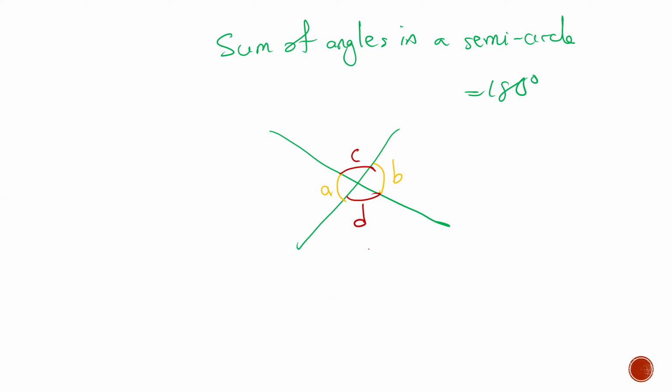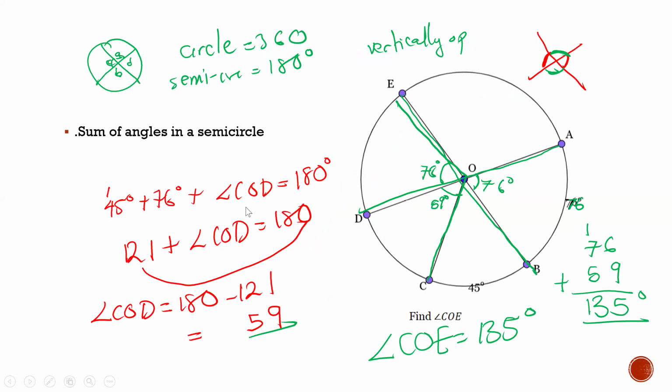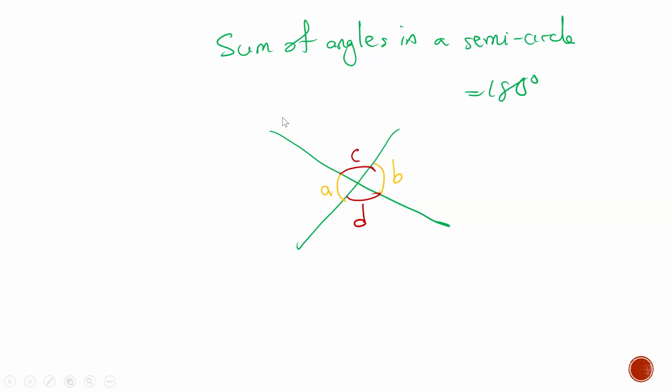Okay. And what else? Let me see if we can add more information. Not much. Okay, that's just it. So what we just did was we needed to know the sum of angles in a semicircle, and then we just applied this: vertically opposite angles are equal. Very straightforward. Let me know if you have any questions.